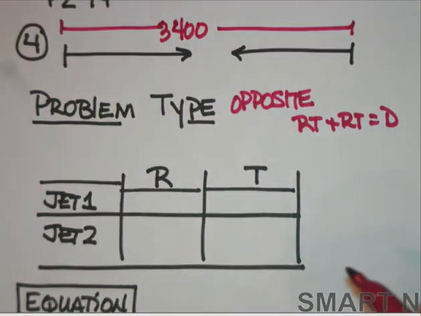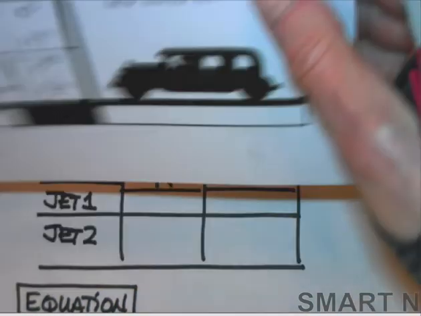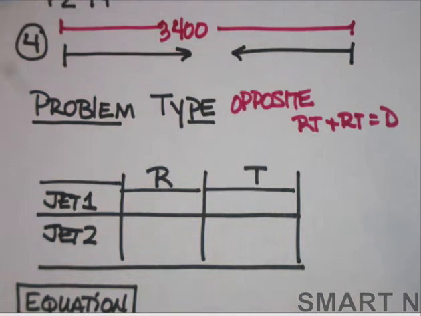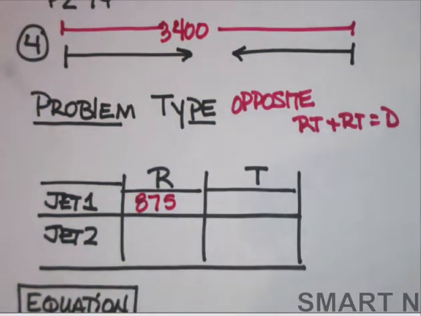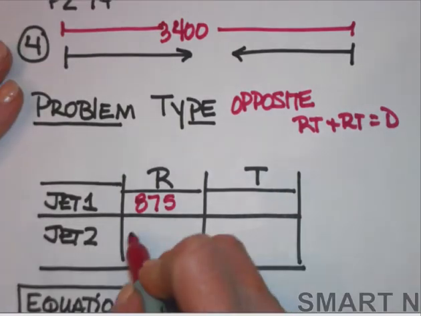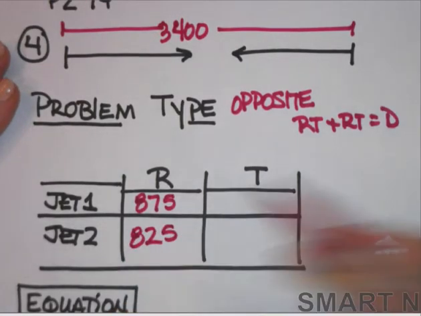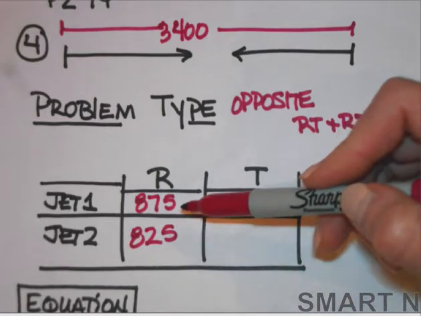And now reading the problem again, two jets traveling toward each other. One is traveling at a rate of 875 kilometers per hour. The other jet is traveling at a rate of 825 kilometers per hour. So I'm filling in the rate portion of my chart.